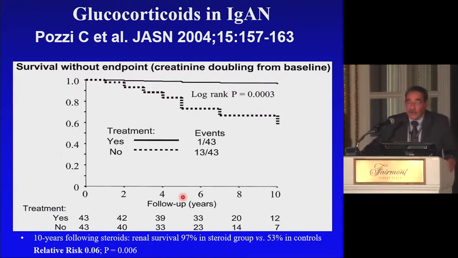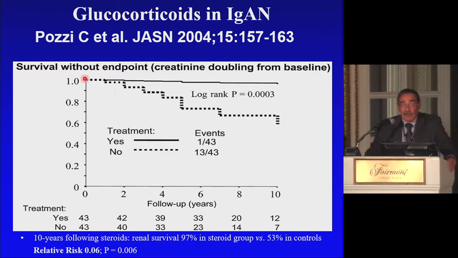Now, what about steroids? We have 3 randomized control trials, and then we have the STOP-IgA trial that recently came out, and I'll talk about that. So Pozzi's trial has the longest follow-up. He treated 86 patients. Half of them got steroids for 6 months. I'm not going to go through the individual regimens because each study had a different regimen, but they were all about 6 months of steroids with a tapering dose.